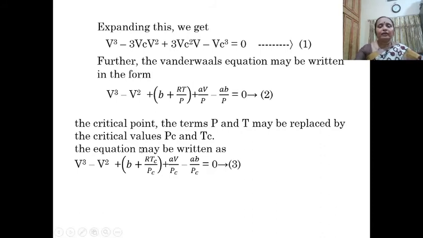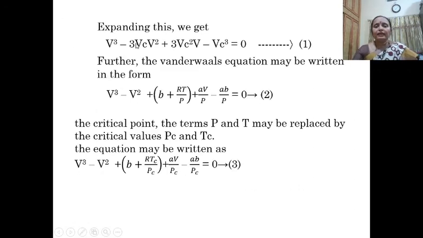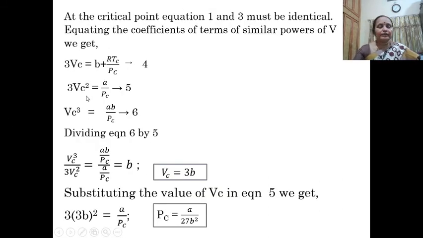When I equate the coefficients, 3Vc will be equal to b plus RTc by Pc. This is for V square, so it is going to be 3Vc equal to b plus RTc by Pc. Then 3Vc square will be equal to a by Pc, and Vc cube will be equal to ab by Pc.